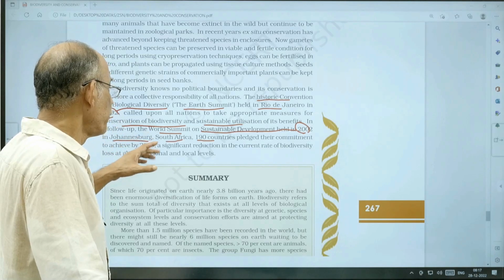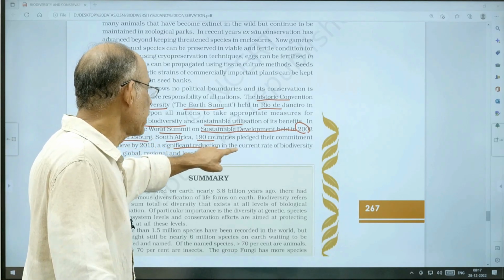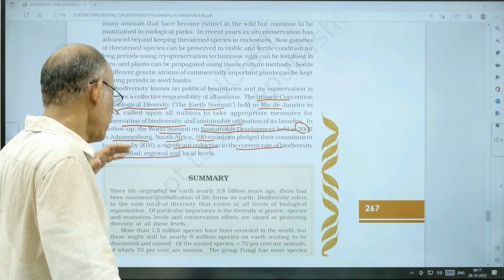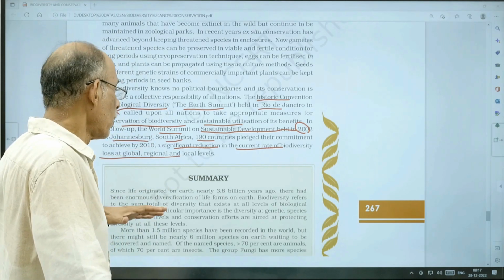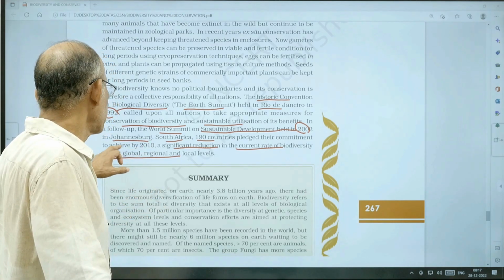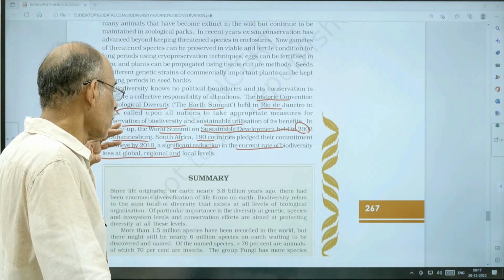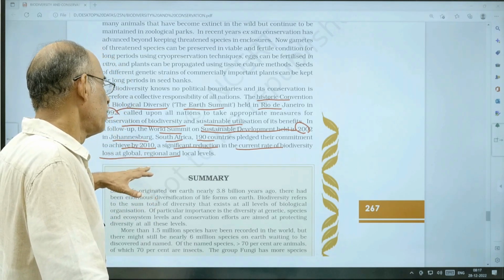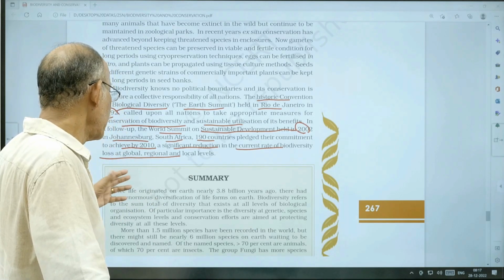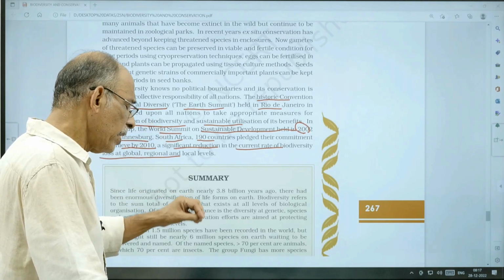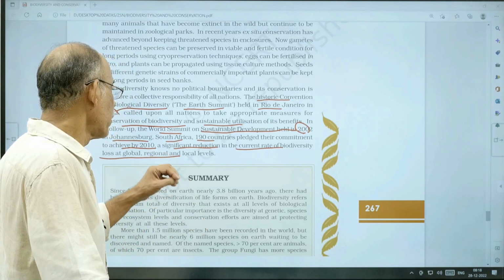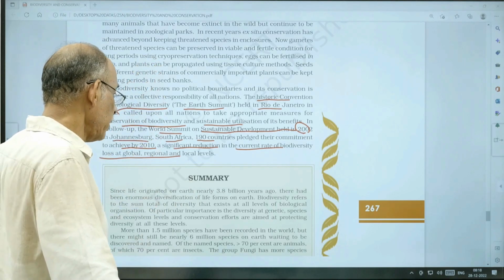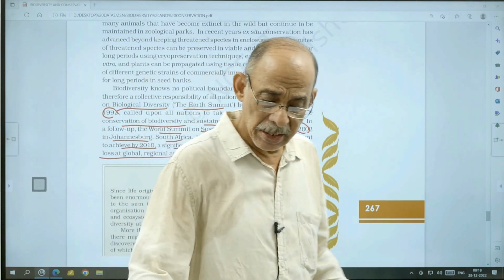The aim was a significant reduction in the current rate of biodiversity loss at global, regional, and local levels. We must achieve this reduction by 2010 at world level and local level, and even at very local levels like in our villages, our towns, our states. So these are the main points of this biodiversity chapter.